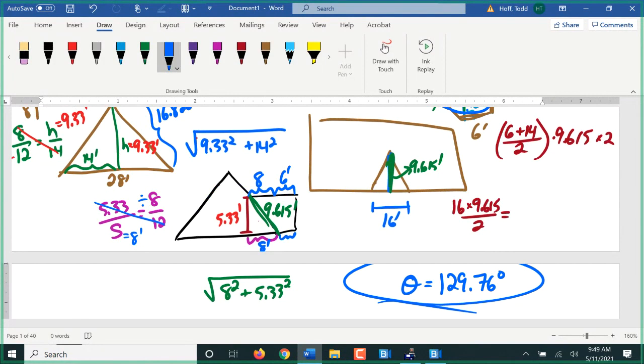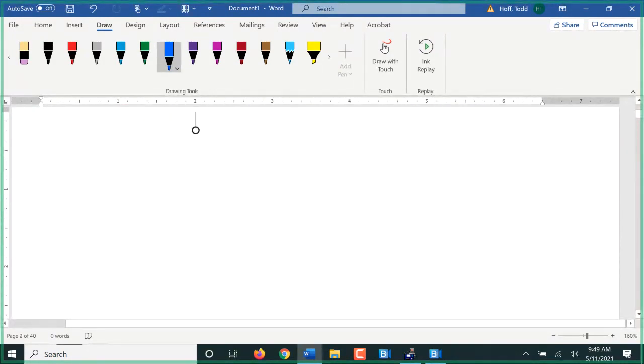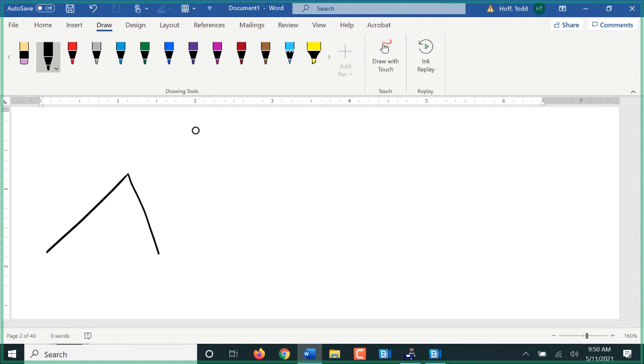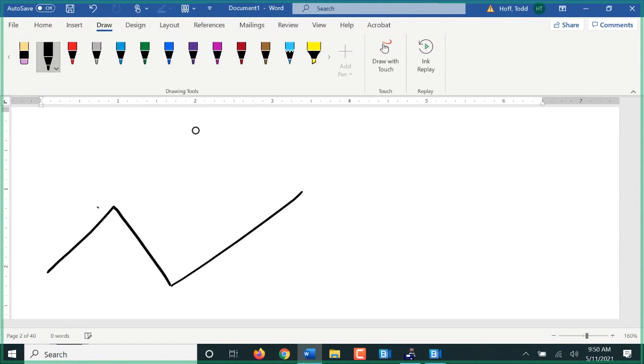Okay, so time to look at an example similar to one that was on our quiz. Drawing is horrible today for some reason.